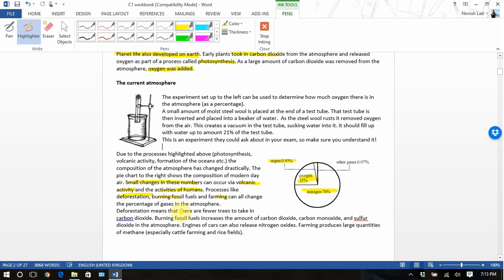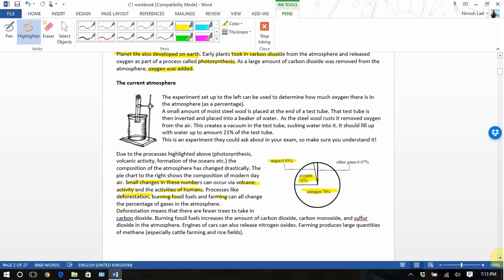Deforestation means there are fewer trees, so less carbon dioxide taken in. Burning fossil fuels increases the amount of carbon monoxide and sulfur dioxide in the atmosphere, because these fuels contain carbon and sulfur. The engines of cars also release nitrogen oxides. Farming produces large amounts of methane, especially from cattle farming and rice fields.